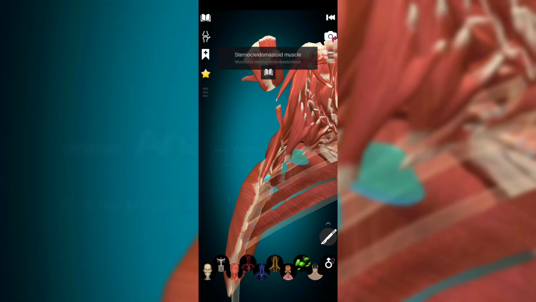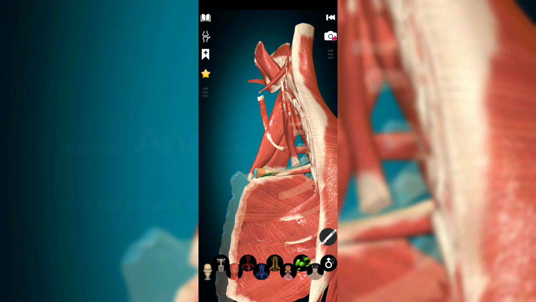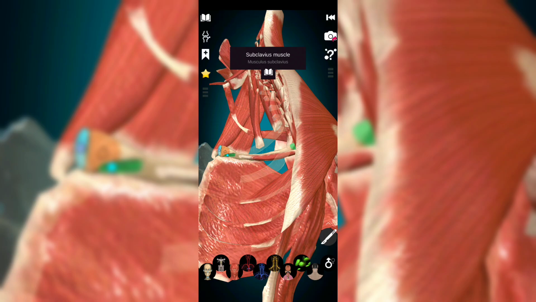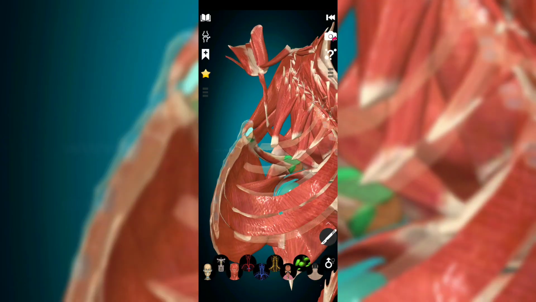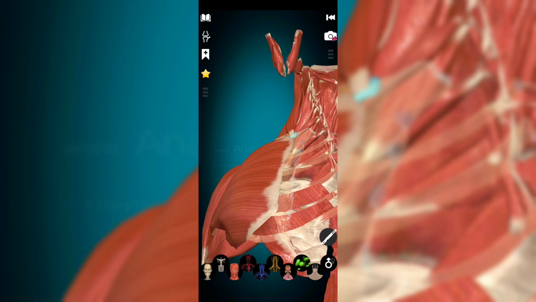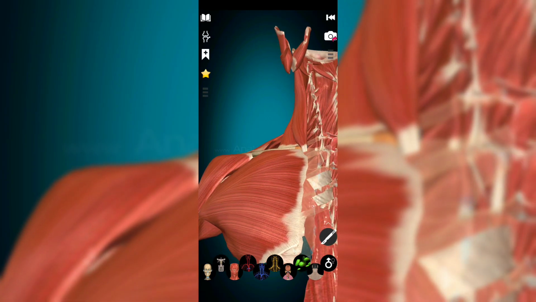The subclavian groove here gives insertion to the subclavius muscle. The posterior surface close to the medial end gives origin to the sternohyoid muscle.